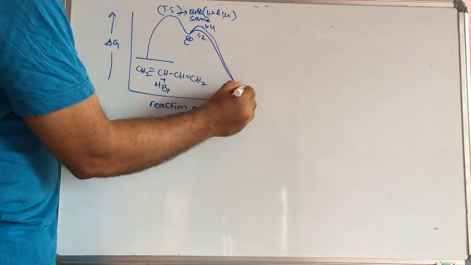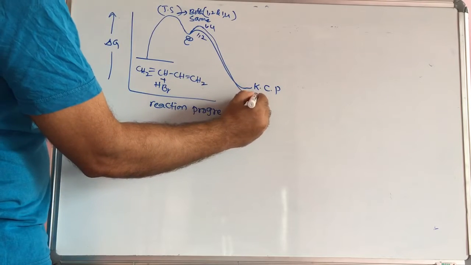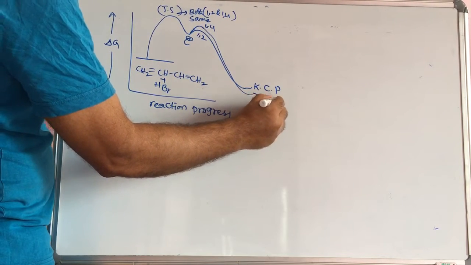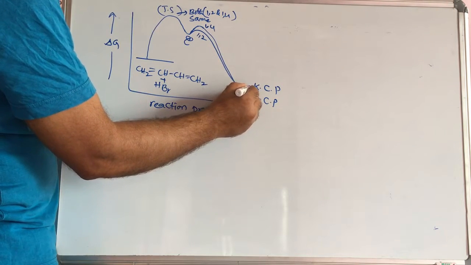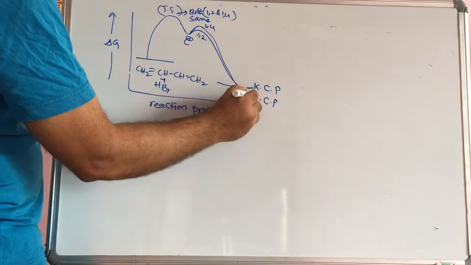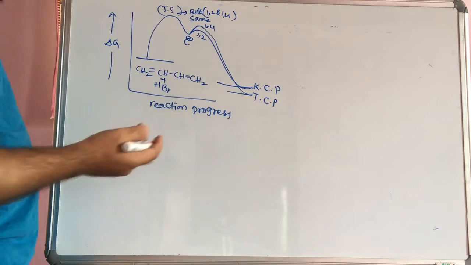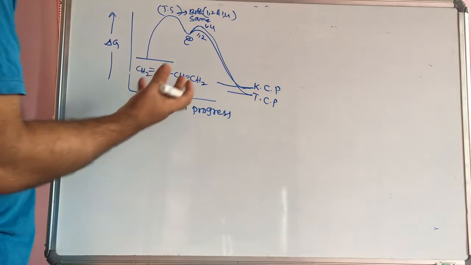But here observe, this is the 1,2 kinetically controlled product. This is the thermodynamically controlled product. Why is it thermodynamically controlled? Why is it kinetically controlled? Here, if you observe, it is less stable, that's why the energy is more. Here the energy is less. Generally, the lower the energy, the more stable. Higher energy is less stable.